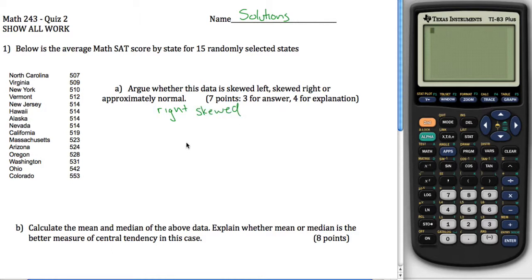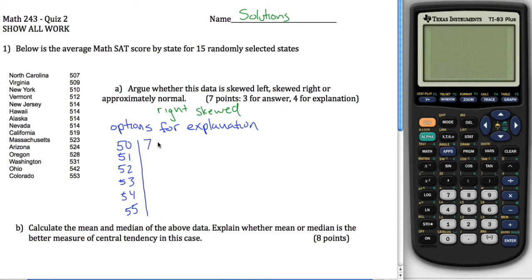And there's lots of different ways you could argue this. You could do a stem and leaf plot. Options for explanation, I guess is what I called it. You can either make a stem and leaf plot, in which case your stems are going to range from 50 down to 55. And then your leaves will correspond with all of our observations here.